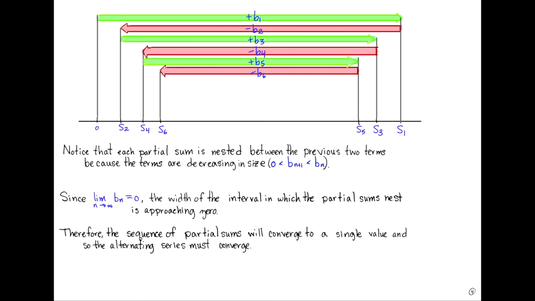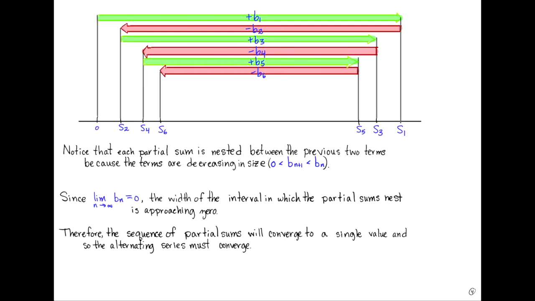Each partial sum is nested between the previous two terms because the terms are decreasing in size. Since the limit as n approaches infinity of b sub n is 0, then we know the width of these intervals is getting smaller and smaller. Eventually, it'll approach 0. That tells us that the limit as n goes to infinity of our partial sums, our s sub k, is going to approach some finite number. And not only is it going to approach some finite number, that number is going to fall somewhere within the last two partial sums that you find.